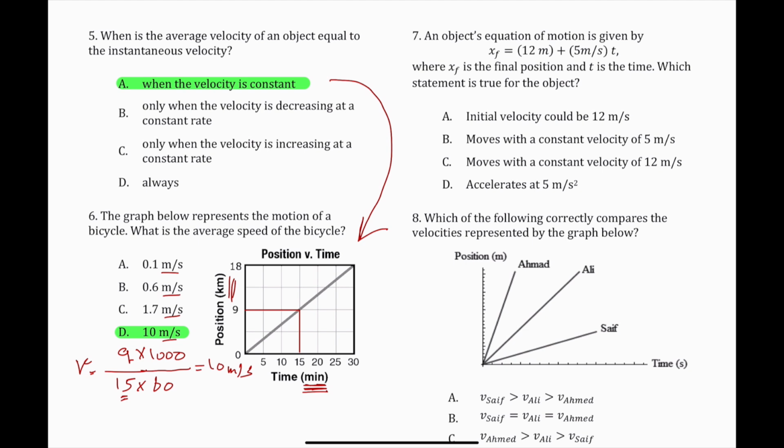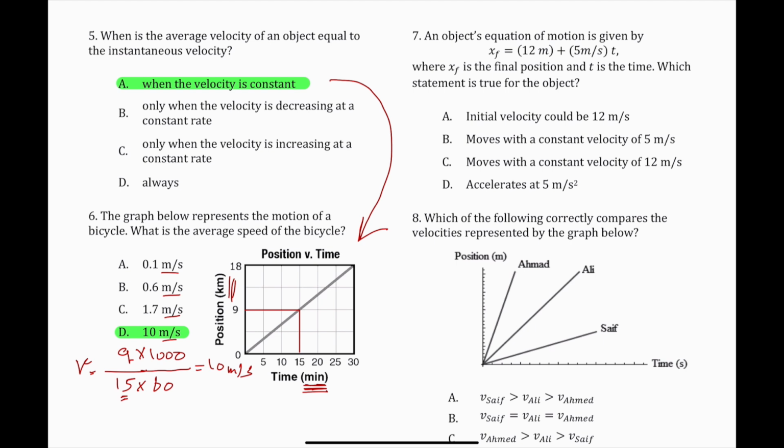Question number 7. An object's equation of motion is given by x final equals 12 meters plus 5 meters per second times time, where x final is the final position and t is the time. Which statement is true for the object? Initial velocity could be 12 meters per second, moves with a constant velocity of 5 meters per second.